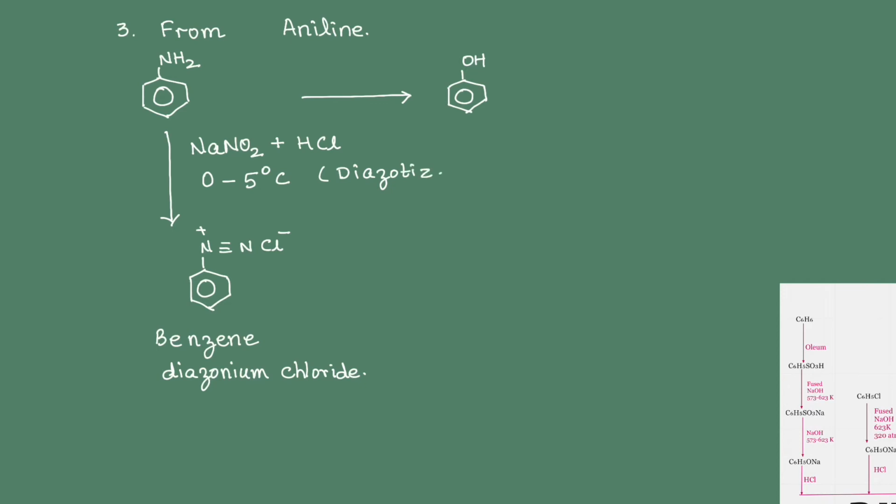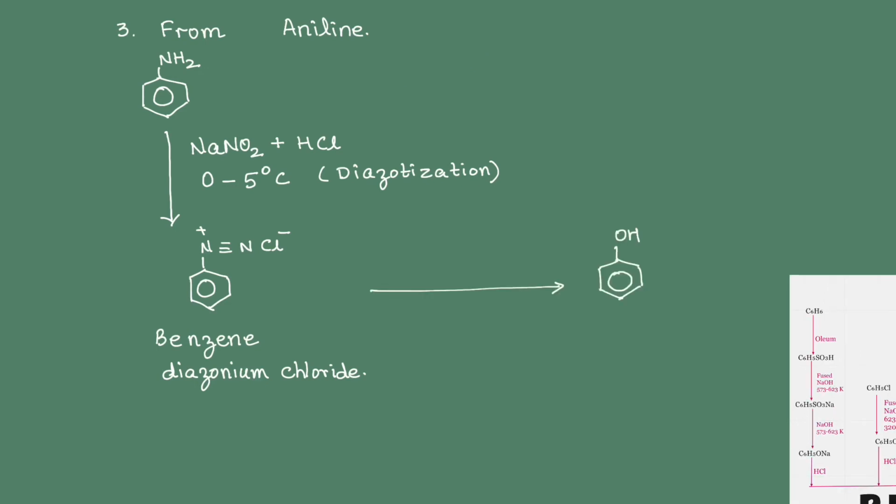Now, once we've converted it into benzene diazonium chloride, it is very easy to convert it into phenol. We will again hydrolyze it, in the presence of a dilute acid, in which case nitrogen and HCl will be released and we will have phenol as our product.